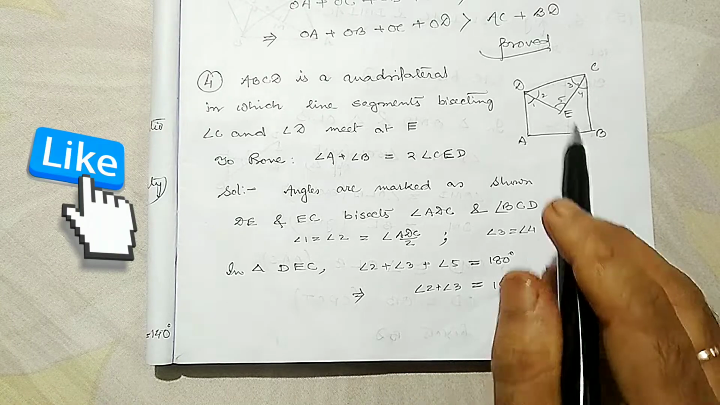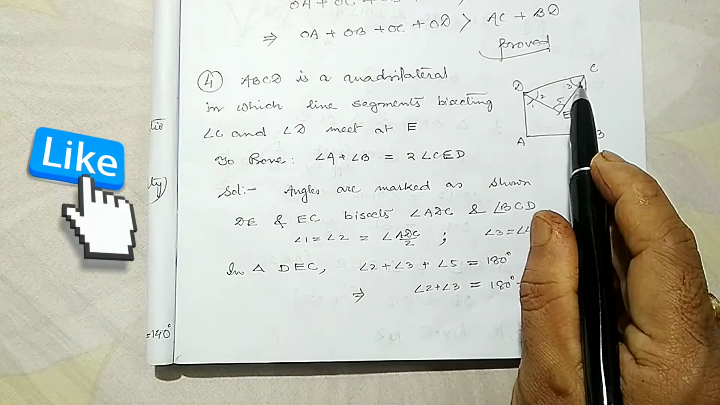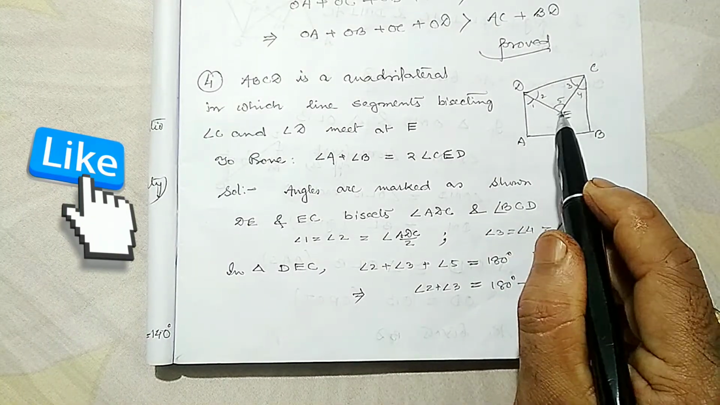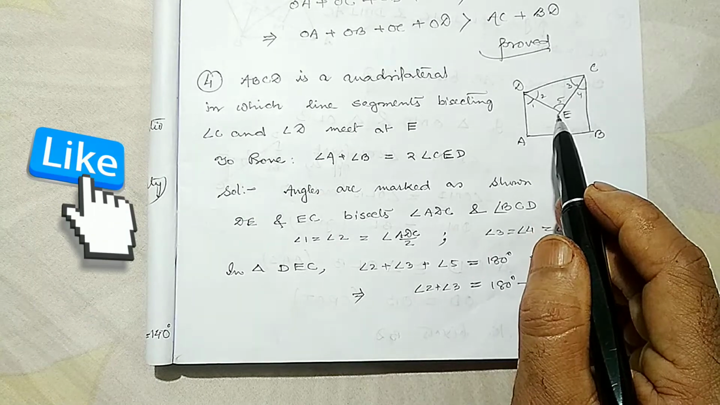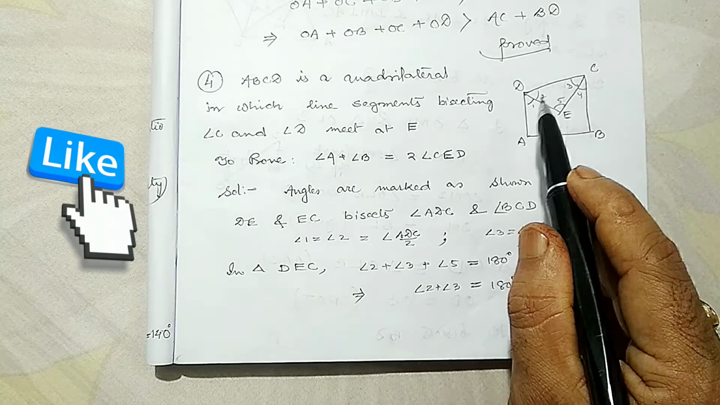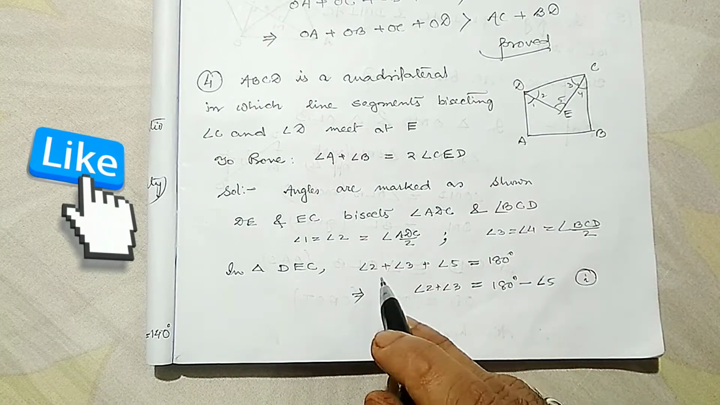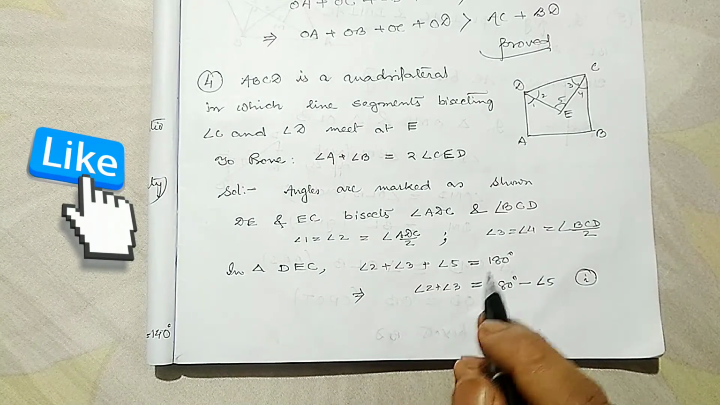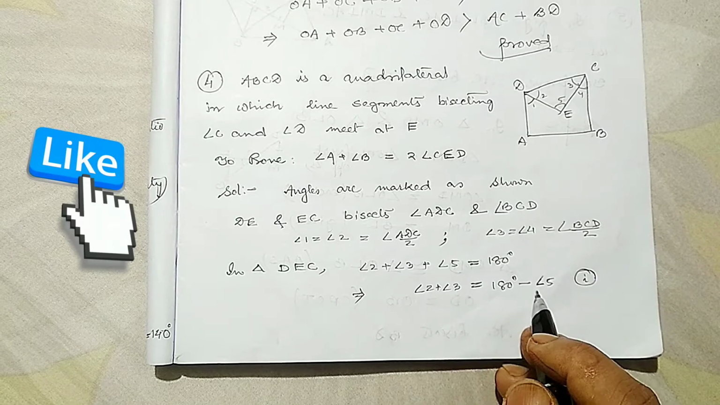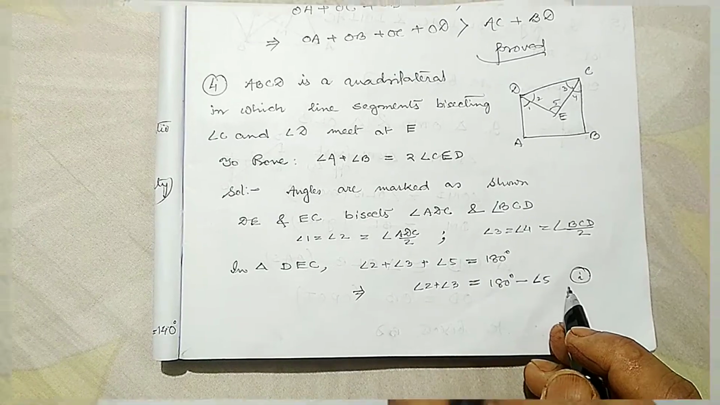Fine. Now in triangle DEC, we know the sum of three angles in a triangle is always 180. So we can write angle 2 plus angle 3 plus angle 5 is 180. So angle 2 plus angle 3 will be 180 degrees minus angle 5. Let it be equation number 1.